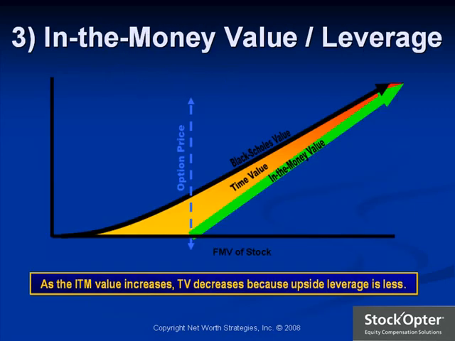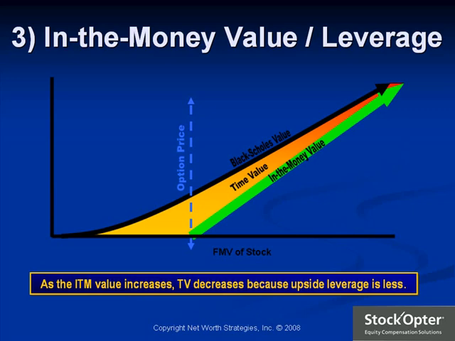A third factor influencing time value is the extent that an option is in the money or leveraged. As the in-the-money value of an option increases, the time value decreases, because the upside leverage is less than it is when the fair market value of the stock is near the option or grant price. Time value decreasing is due to having more and more intrinsic value or in-the-money value that can be lost if the price falls, offsetting the potential gain in the money value if the price rises.